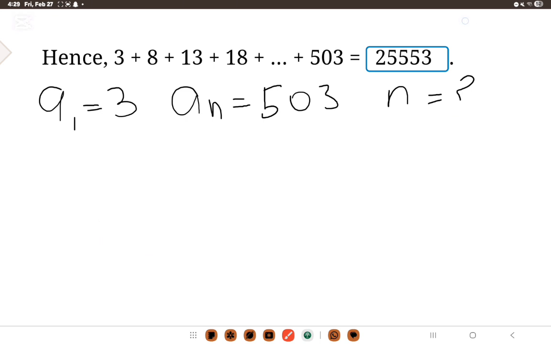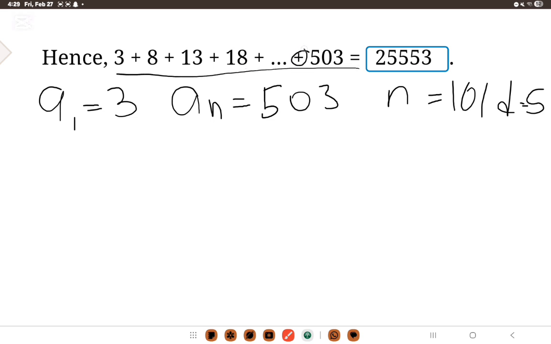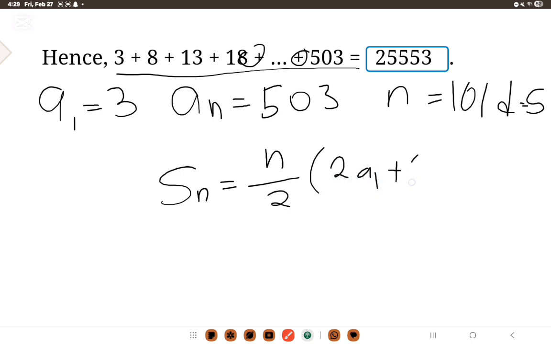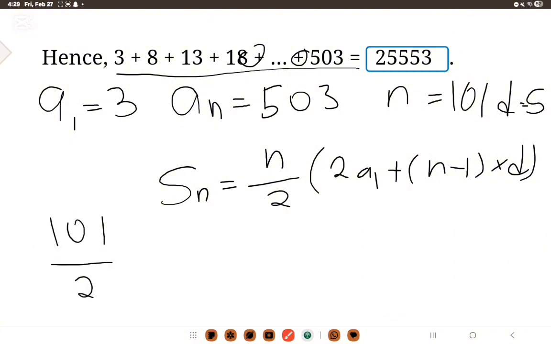Now n is equal to 101, d is equal to 5. Now we use the sum, because we see the plus. This is the formula: Sn is equal to n over 2 multiplied by 2a1 plus n minus 1 multiplied by d. Now just replace. It's going to be 101 over 2 multiplied by 2 times 3 plus 100.